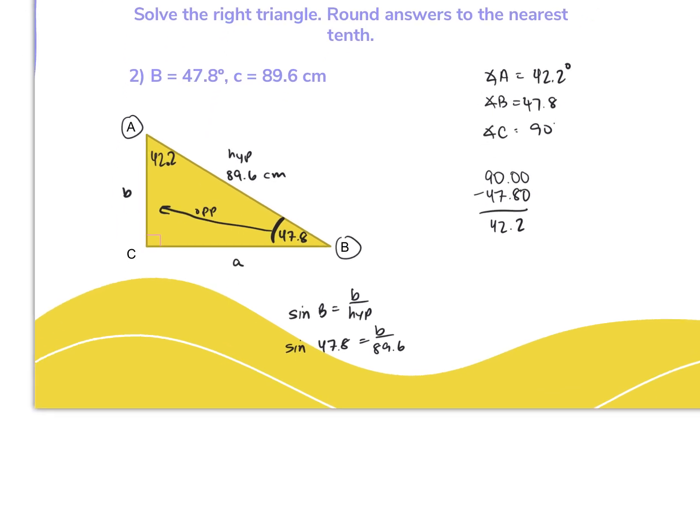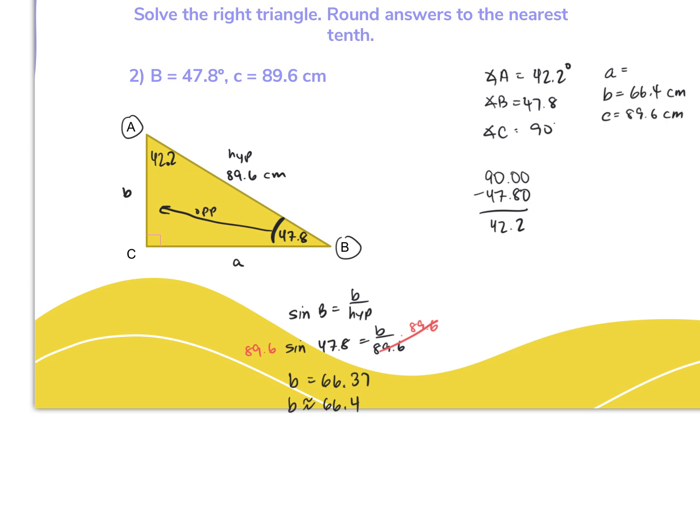Because the variable's in the numerator spot, this is a really easy problem to solve. I just have to multiply both sides by 89.6. So I'll come to my calculator, 47.8, I'll find the sine of that number, and then I will multiply that sine by 89.6, and I'll get that little b equals 66.37, and because they want me rounding, it's going to be 66.4. So little a is unknown, little b is 66.4 centimeters, and little c was given at 89.6 centimeters.